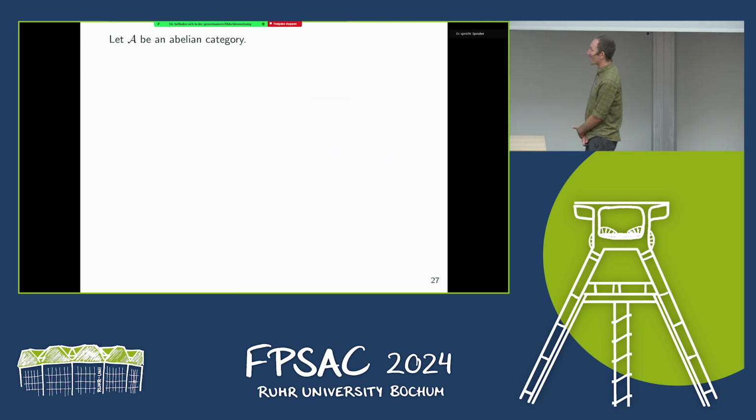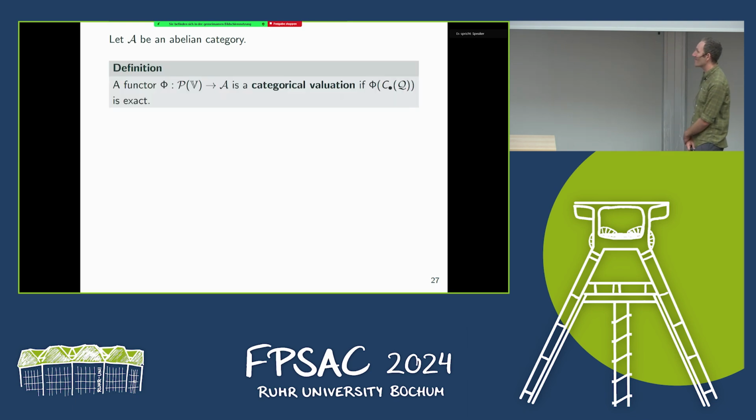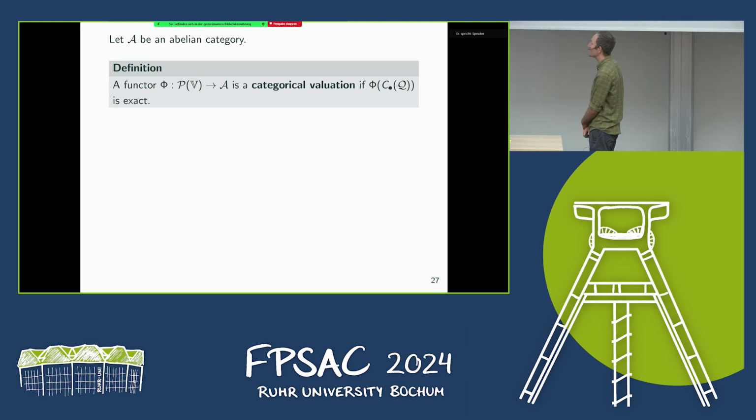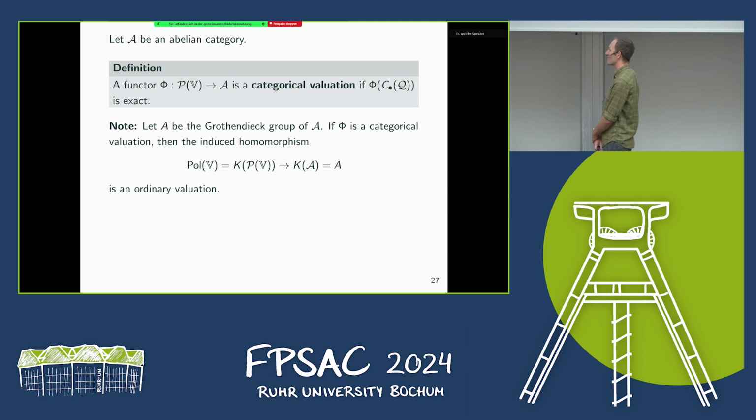Okay, so now let me categorify the notion of an invariant or a valuative invariant. So instead of taking values in an abelian group, it'll now take values in an abelian category. So I want a functor from this category of polytopes to an abelian category, and it should be a categorical valuation if it takes this complex to an exact sequence. Right? And when you pass to Grothendieck groups, if you take A to be the Grothendieck group of curly A, then if I have a categorical valuation, then I have an induced map on Grothendieck groups from Pol V to A, and that's an ordinary valuation. So this categorical notion exactly categorifies the notion of a valuative homomorphism.